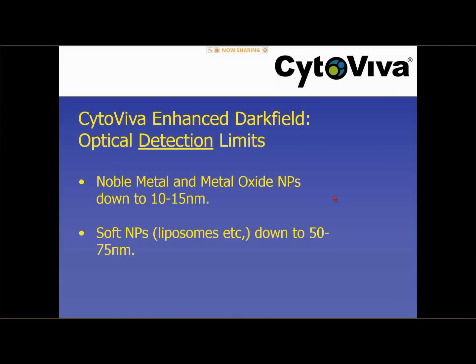So the question that's often asked at this point in the overview is, what can I expect the scatter detection limits to be utilizing the CytoViva enhanced dark field system? What's been published in numerous papers over the years, and what we've experienced here at CytoViva, is that with noble metals, metal oxides, and very bright nanomaterials that have very high scatter efficiency, you're able to detect those materials down to about 10 to 15 nanometers.